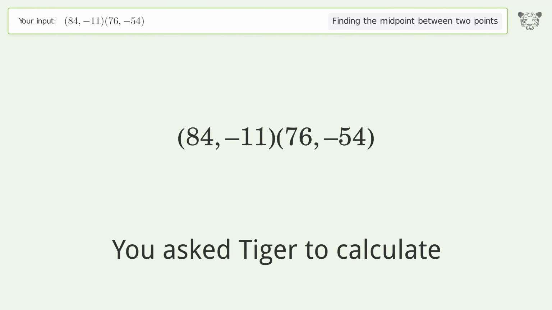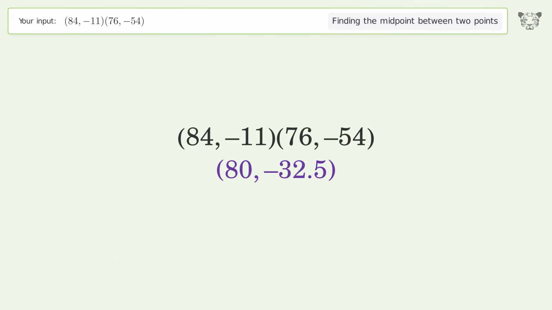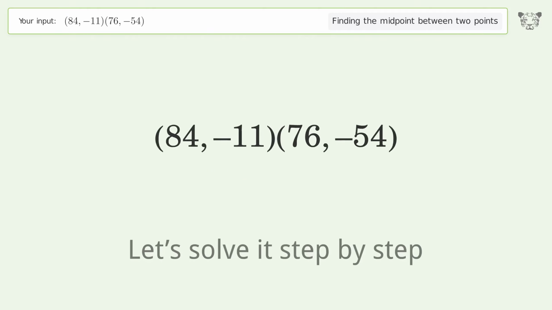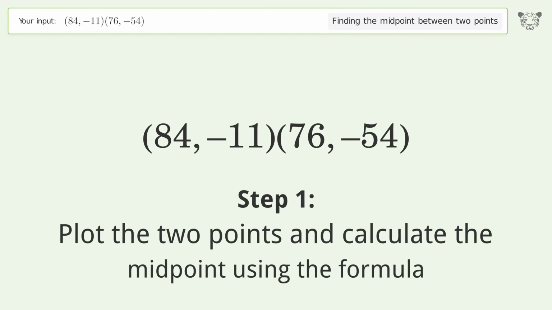You ask Tiger to calculate. This deals with finding the midpoint between 2 points. The midpoint between the 2 points is 80, negative 32.5. Let's solve it step by step. Plot the 2 points and calculate the midpoint using the formula.